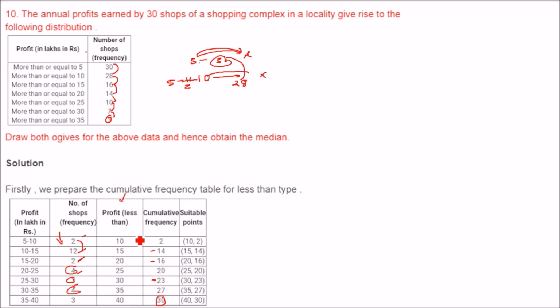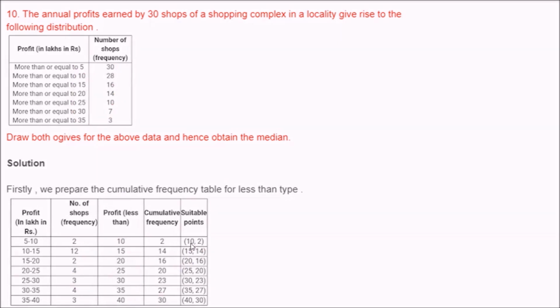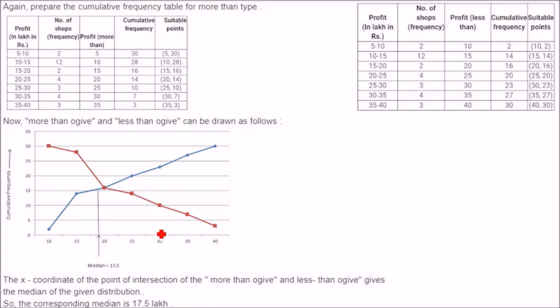So what will be our point? The points we are going to take for the profit which is less than are nothing but the upper limits. Basically these are the values we are taking as the x coordinate, and this as the y coordinate, which is our cumulative frequency. Okay, cumulative frequency is our y coordinate.